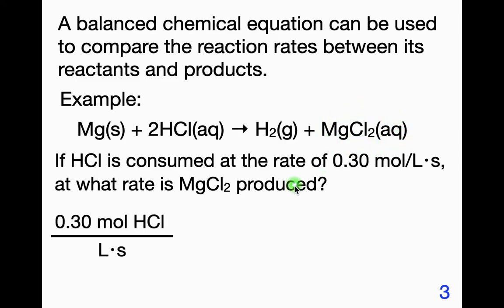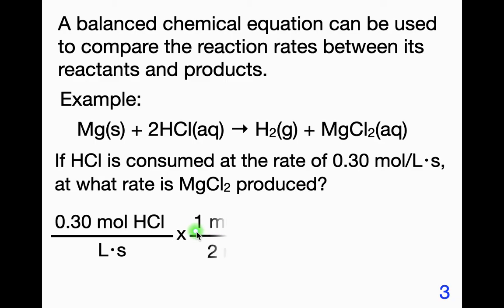So this is a real simple little stoichiometric calculation. Let's rewrite the rate that the hydrochloric acid is being consumed like this. It'd be 0.30 moles, but now it will be specific. Moles of what? Moles of hydrochloric acid per liter seconds. Then we simply look at the balanced chemical equation that tells us that for every 2 moles of hydrochloric acid that react, we'll make 1 mole of magnesium chloride.